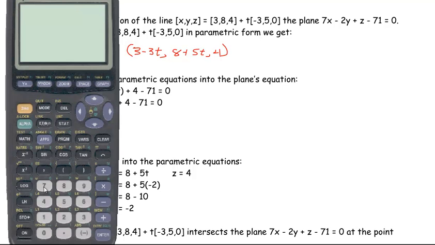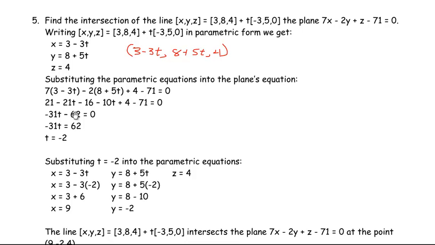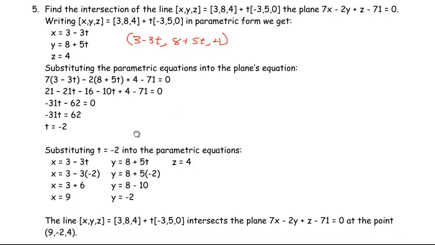And then maybe we should do a little arithmetic here. So the constants, we get several of them. There's 21 minus 16 plus 4 minus 71. Make sure my math's right here. So that's minus 62. So I want to solve for t here. So I'll bring the 62 over to the other side. It's positive, so divide by negative 31. So 62 divided by negative 31 is negative 2. So negative 2 is the value that will generate a point on this line that's also on the plane.